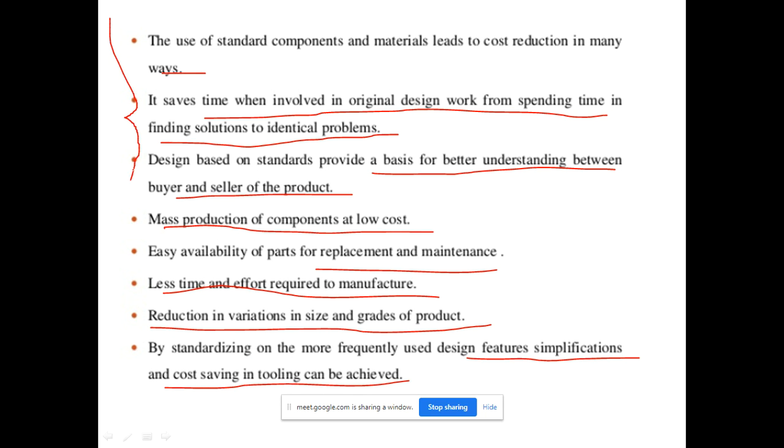These are all very much understandable to you. Once you are asked in a semester question or in the viva about the standardization benefits, you can arrange all those points as per your own language or own thought. You can use your own words.